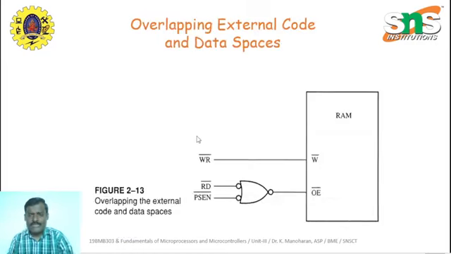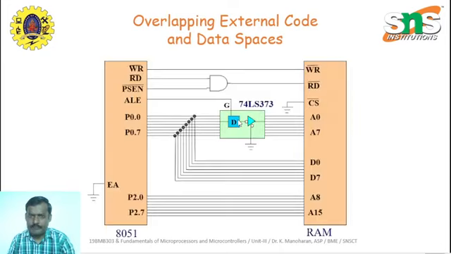Now, overlapping external code and data spaces. Look at this. This is the RAM, and we are giving the write signal directly here. And then the read and program store enable signals will be combined, and that will be given to the output enable to map the code memory and data memory in an overlapping fashion. Look at this overlapping external code and data space. Port 2.0 to port 2.7 will be connected to the address bus, and then port 0.0 to port 0.7, the address is extracted by using these latches, and the data bus will be directly connected.